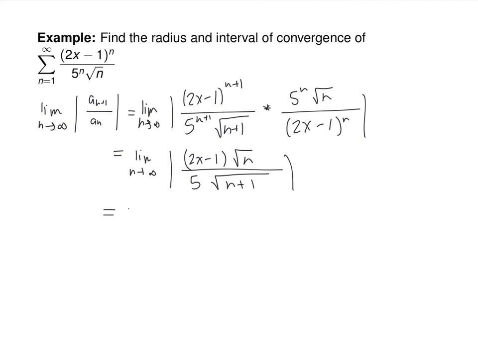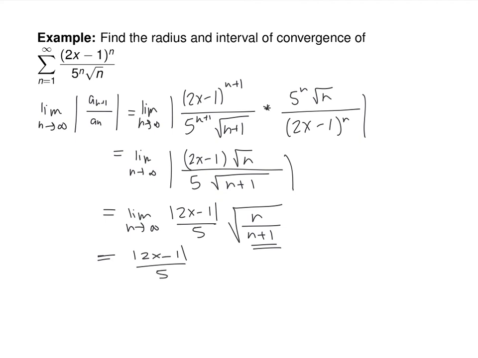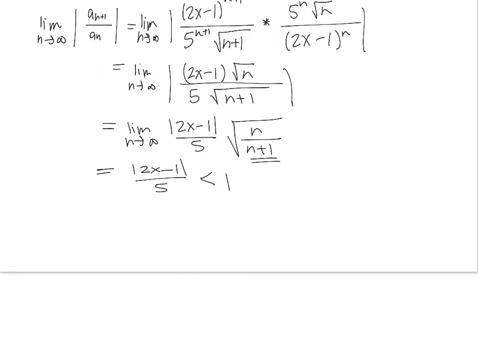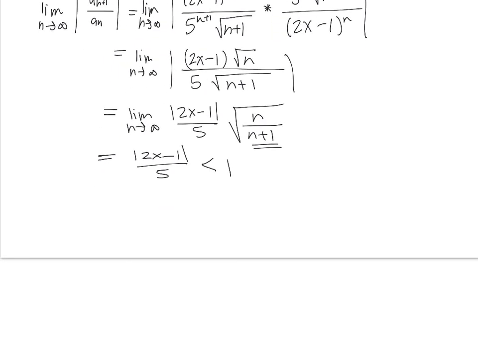So that's the same thing as the limit as n goes to infinity, absolute value 2x minus 1 over 5 times the big old root of n over n plus 1. Well, the stuff inside the root sign, as n goes to infinity, goes to 1. So this is the absolute value of 2x minus 1 over 5. For convergence, we need this to be less than 1. And that implies that the absolute value of 2x minus 1 is less than 5.